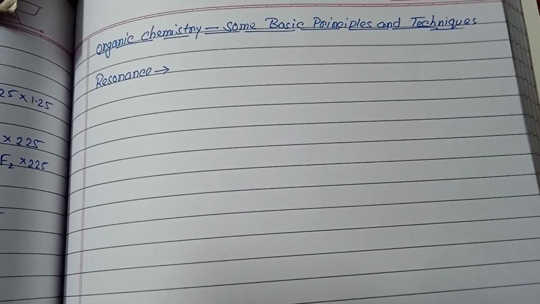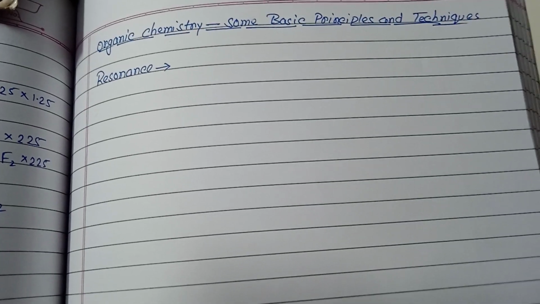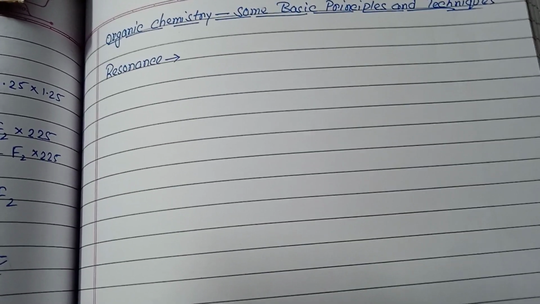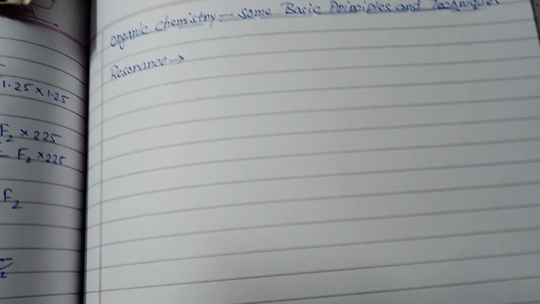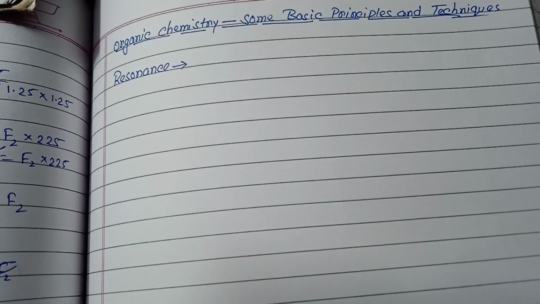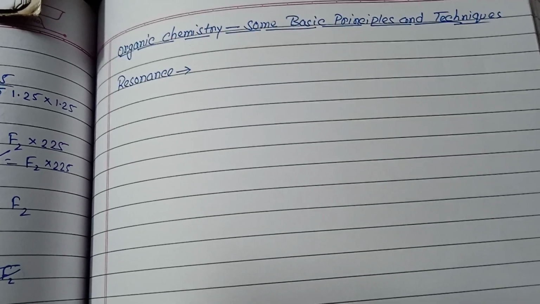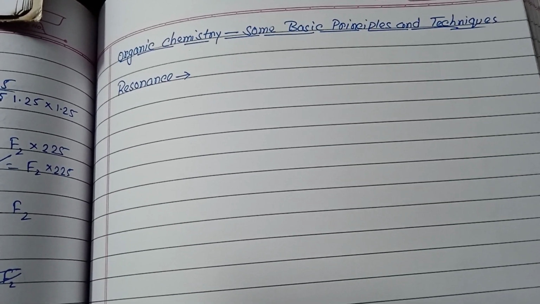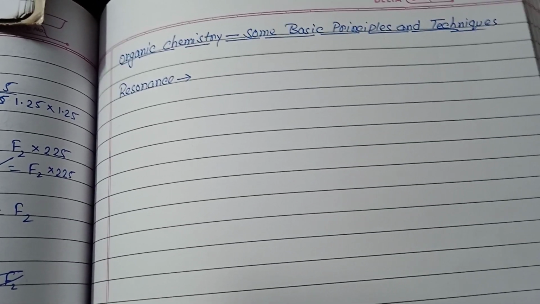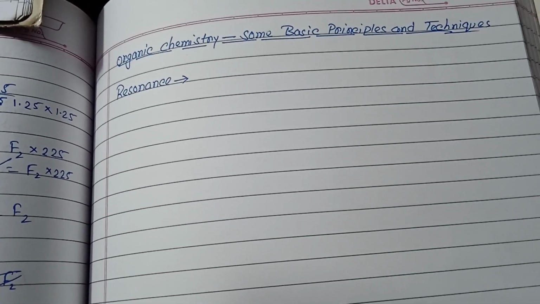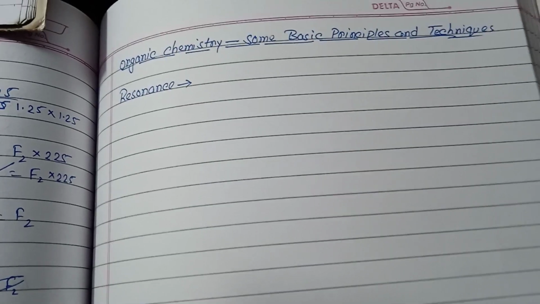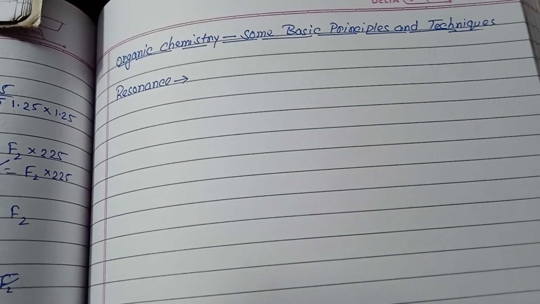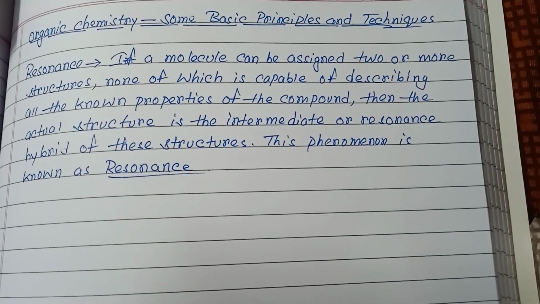We know that resonance is also known as mesomeric effect. Its definition is: if a molecule can be assigned two or more structures, none of which is capable of describing all the known properties of the compound, then the actual structure is the intermediate or resonance hybrid of these structures. This phenomenon is called resonance. Let me write, then you can copy it.